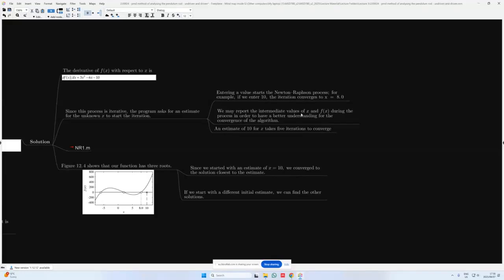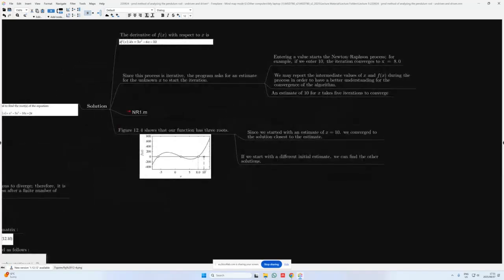We may report the intermediate values of x and f(x) during the process in order to have a better understanding for the convergence of the algorithm. Now, once again, from a numerical methods perspective, it's always a good idea to see what happens at each iteration. And what you want to see with this type of iterative solver is a sort of convergence, or that your estimate for the solution plateaus towards the end of the iterations. An estimate of 10 for x takes 5 iterations to converge.